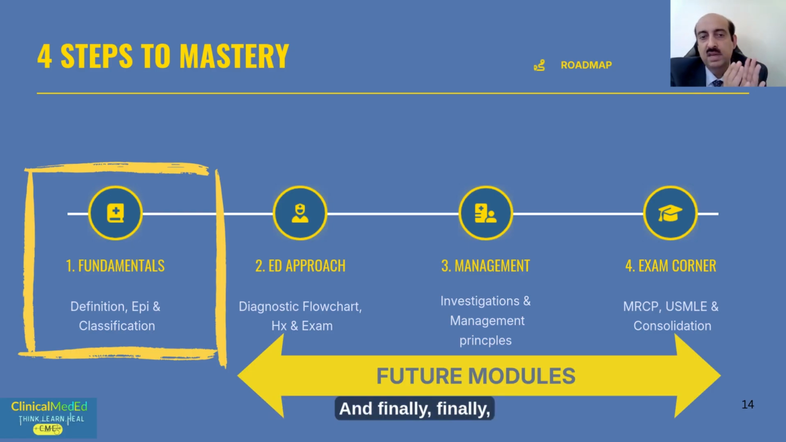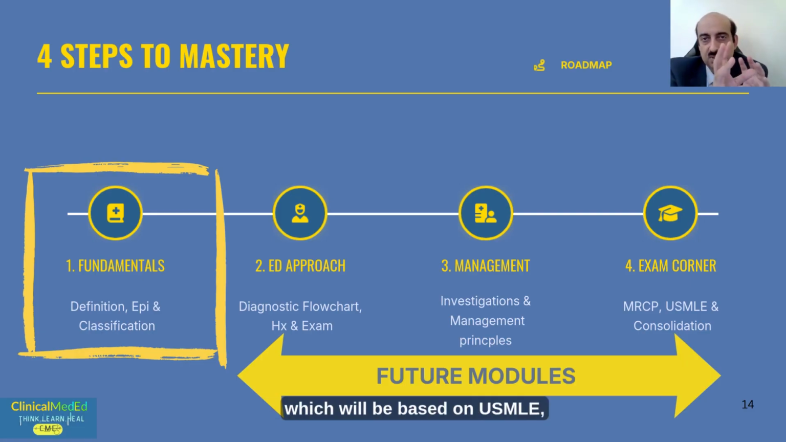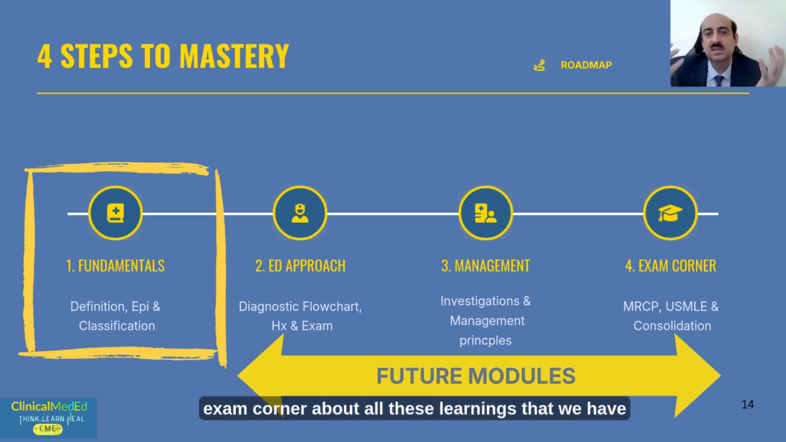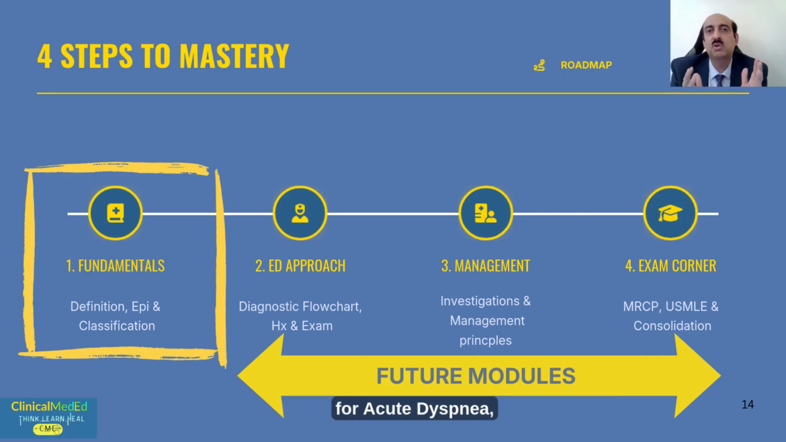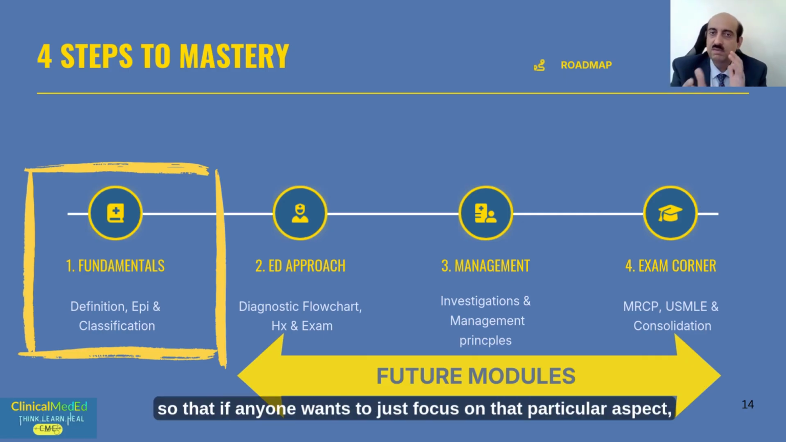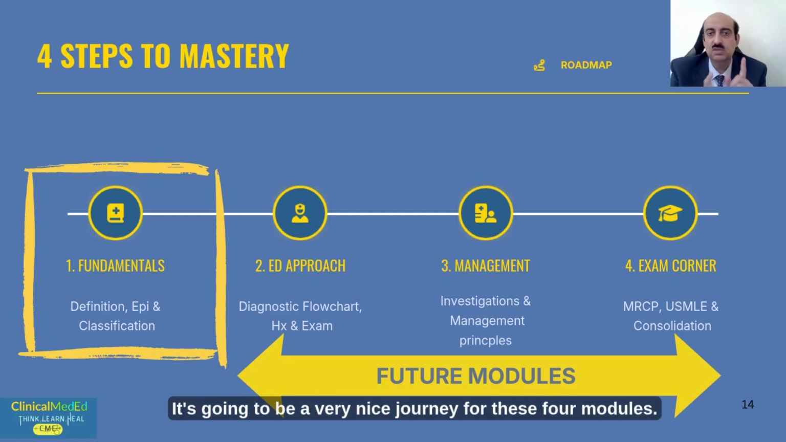Remember, in all of modules 1, 2, and 3, there will be exam corners and exam tips, based on USMLE, MRCP parts 1 and 2, PACES, OSCE exams, etc. But in the final module, I'm going to wrap it up as an exam corner covering all the learnings from the first 3 modules, and cap them as a nice revision module for acute dyspnea, so that if anyone wants to focus on that particular aspect, they can do so. So please stay tuned. It's going to be a very nice journey through these 4 modules.